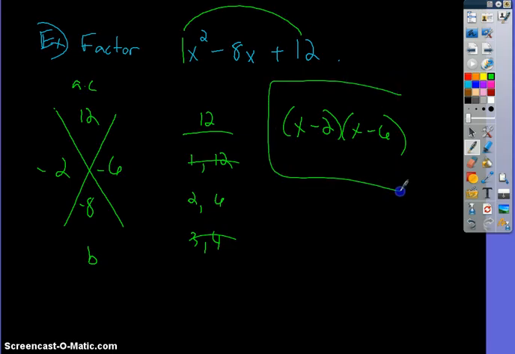So we've now factored trinomials. Keep in mind this only works when the leading coefficient is positive and it's 1. Other situations we'll look at tomorrow night.